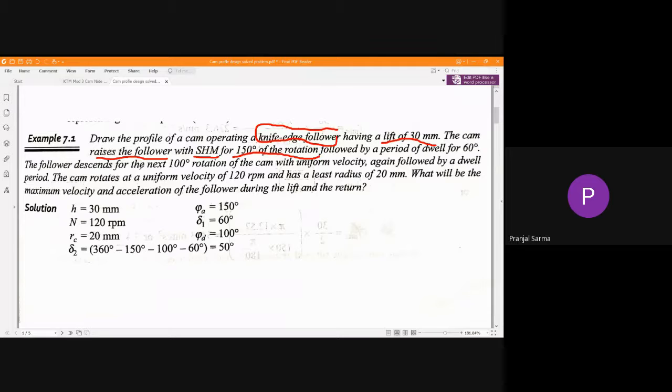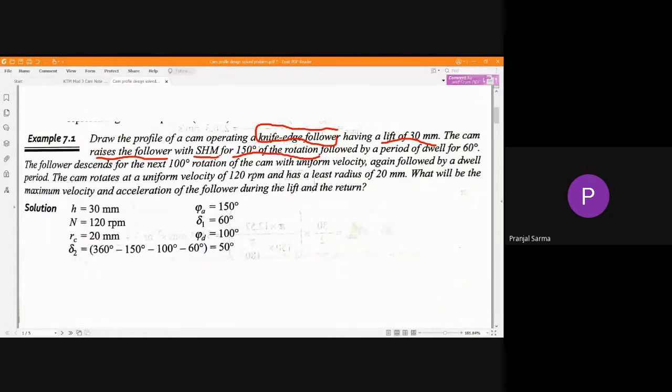First we'll just go through the whole question, then I'll try to reduce all those things. Draw the profile of a cam operating a knife edge follower having a lift of 30 mm. The cam raises the follower with SHM for 150 degrees of rotation, followed by a dwell period of 60 degrees. The follower then descends for the next 100 degrees rotation of the cam with uniform velocity, again followed by a dwell period. The cam rotates at a uniform velocity of 120 rpm and has a least radius of 20 mm. What will be the maximum velocity and acceleration of the follower during the lift and the return?